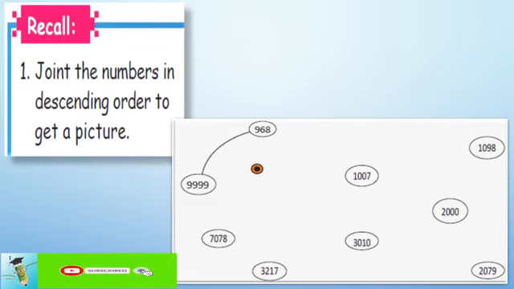Join the numbers in descending order to get a picture. Here is one picture. We are going to join the numbers in a descending order. Just to start with 9,999 and then connect with this number. So likewise, the next number is this. So I connected to that. Just you check it whether I have done correct or not.